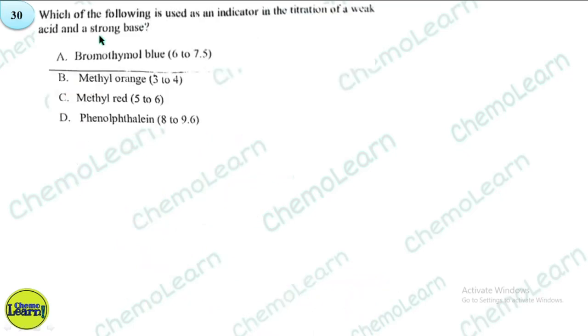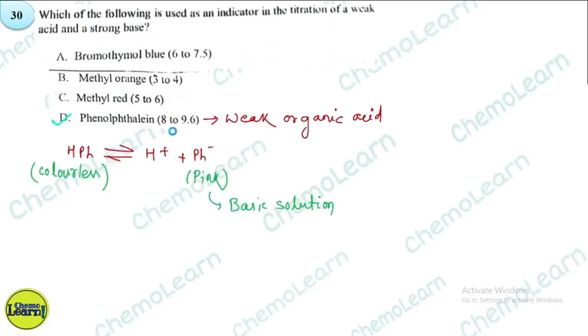Which of the following is used as an indicator in the titration of a weak acid and a strong base? Bromothymol blue, methyl orange, methyl red, or phenolphthalein? The correct option will be option D, phenolphthalein, which is a weak organic acid, and upon addition of a strong base, it produces a light pink color.